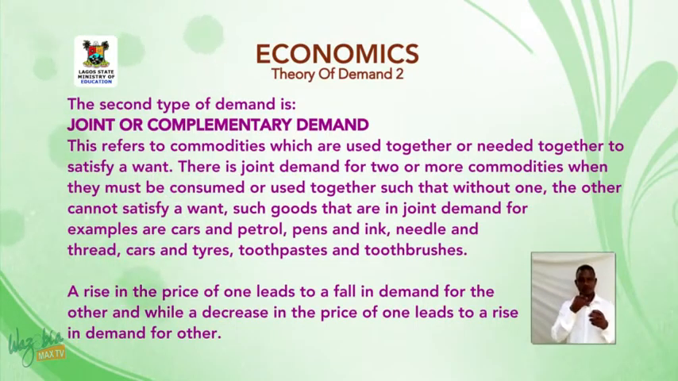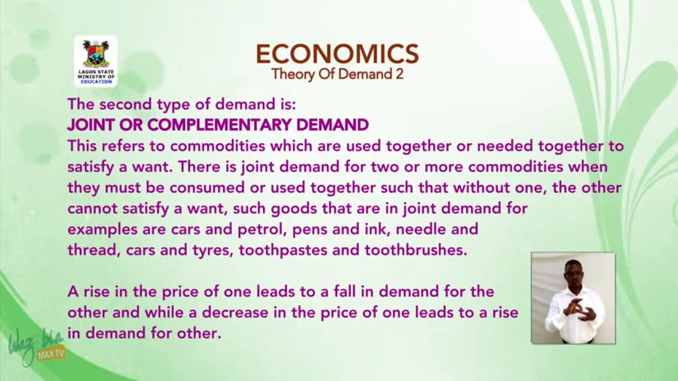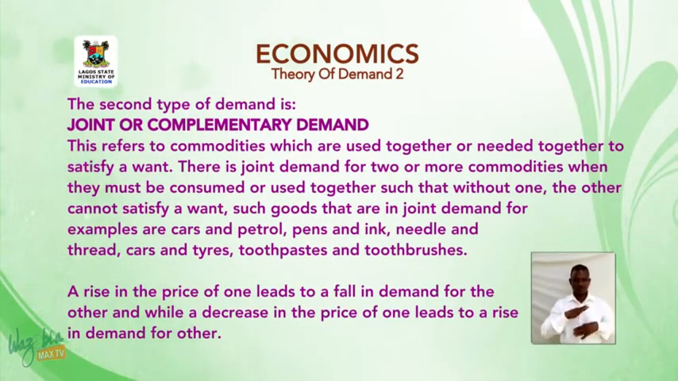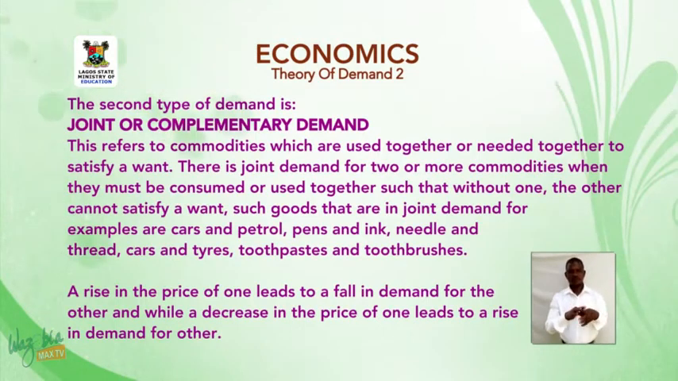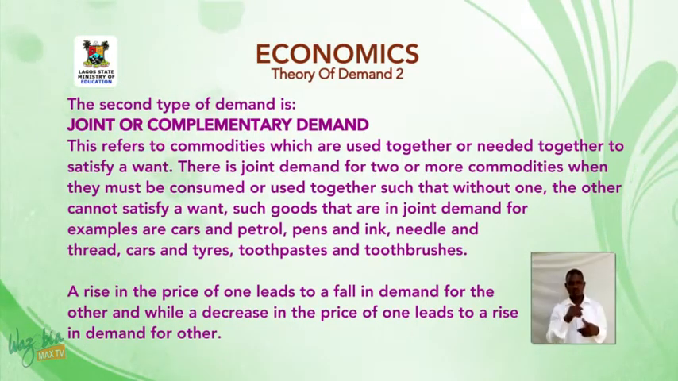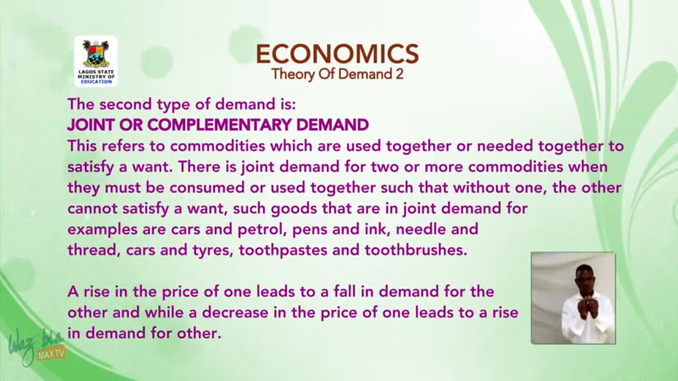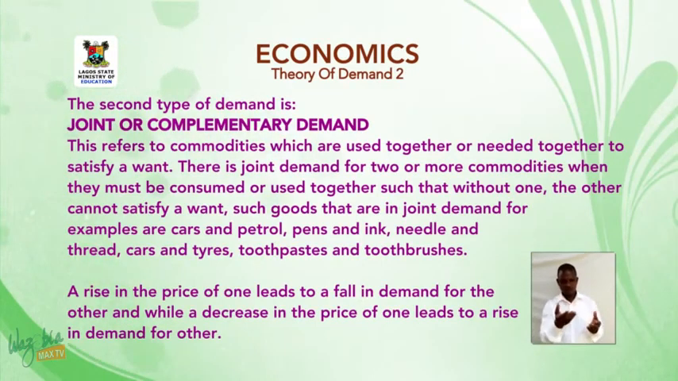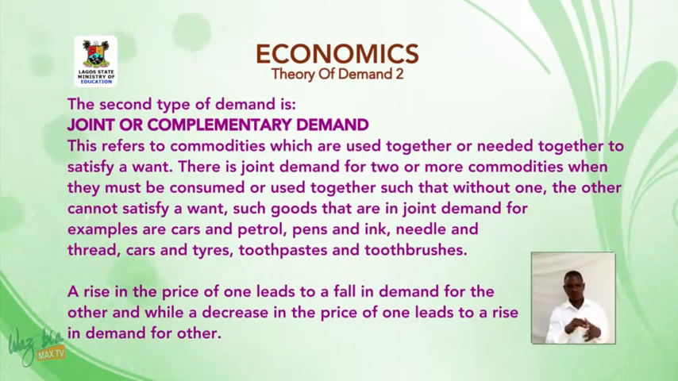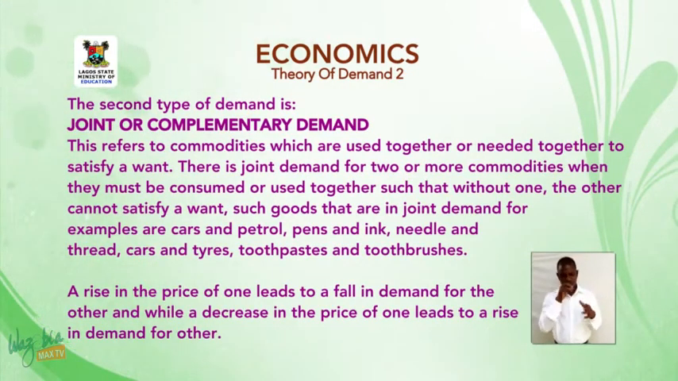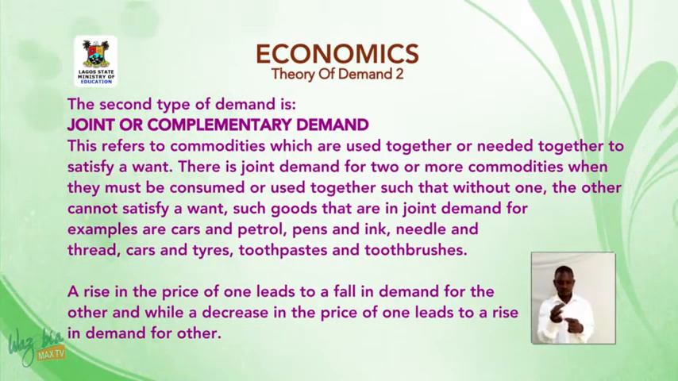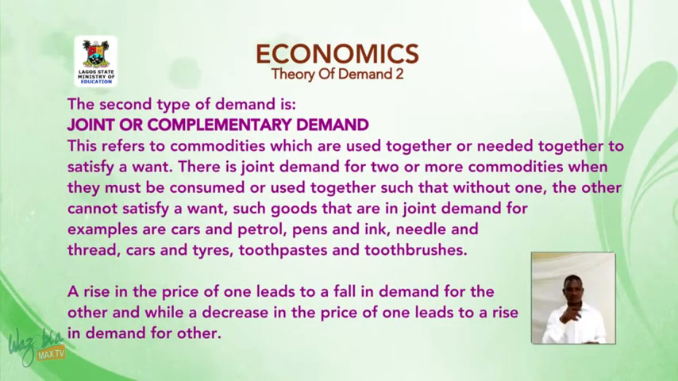The second type of demand is joint or complementary demand. This refers to commodities which are used together or needed together to satisfy a want. There is joint demand for two or more commodities when they must be consumed or used together such that without one, the other cannot satisfy a want. Goods in joint demand, for example, are cars and petrol, pens and ink, needle and thread, cars and tires, toothpaste and toothbrushes.